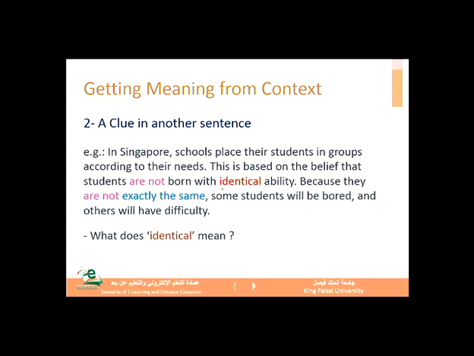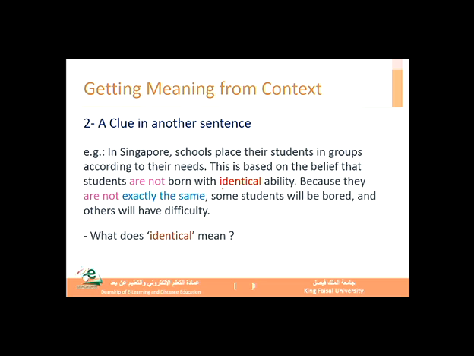Okay. In Singapore, schools place their students in groups according to their needs. This is based on the belief that students are not born with identical ability because they are not exactly the same. Some students will be bored and others will have difficulty.